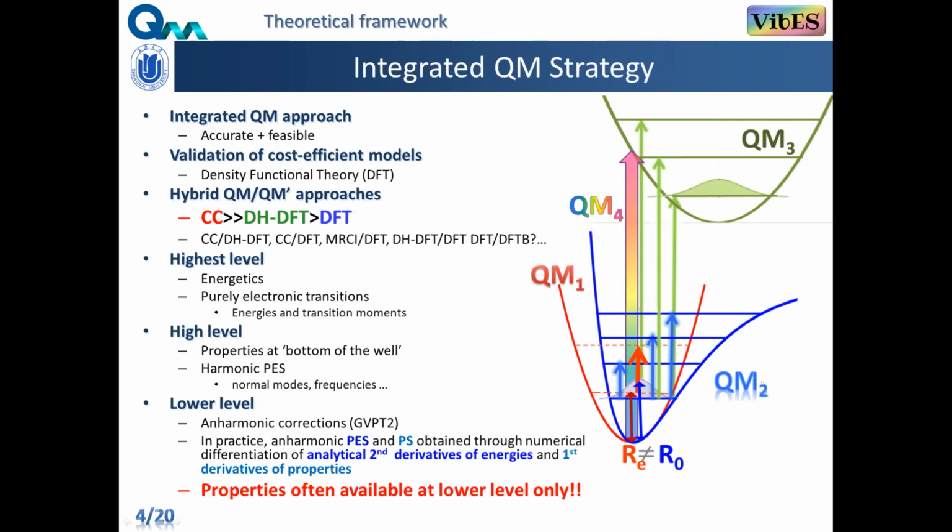And what I would also like to highlight is that sometimes the need of using a combination of different methods is not only because of the computational cost, but also because of the properties which are available at some QM models. So properties are often not available at very accurate models, or even something like double hybrid functionals.